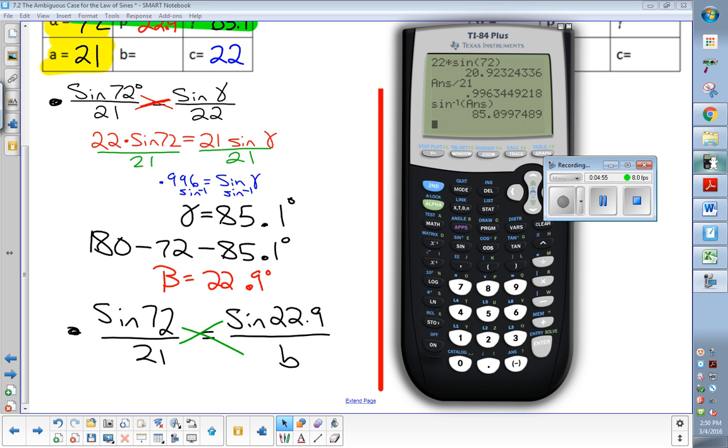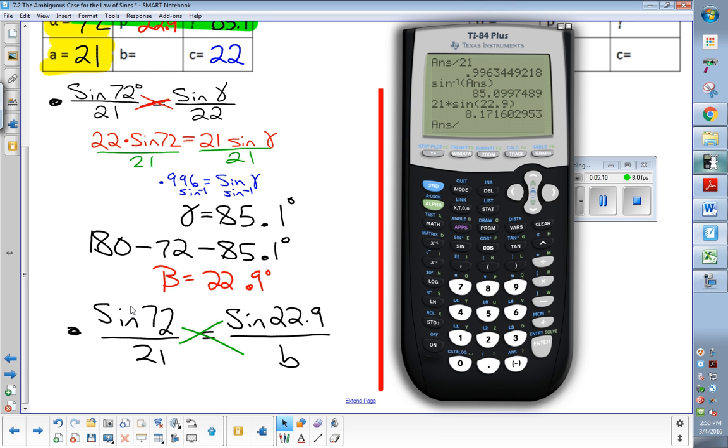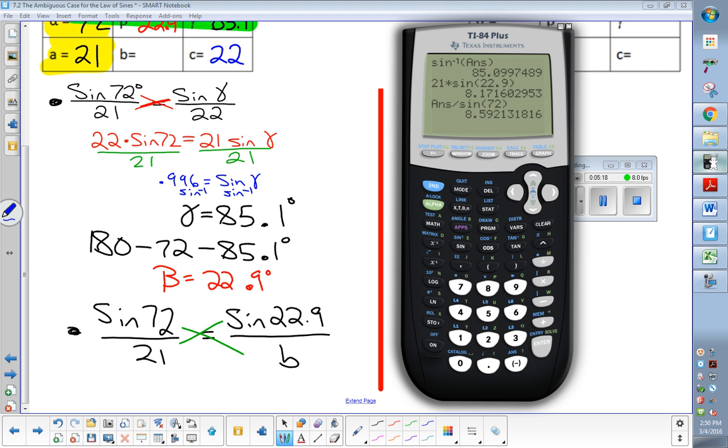We're cross multiplying 21 times sine of 22.9. We multiply the two that we know, here and here. And then we want to take that and divide it by sine of 72. There's my answer that I was missing. B is 8.59.